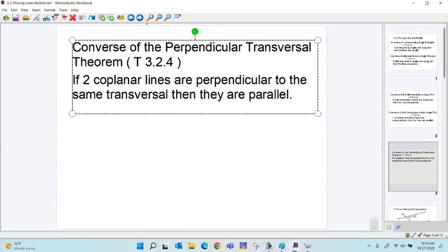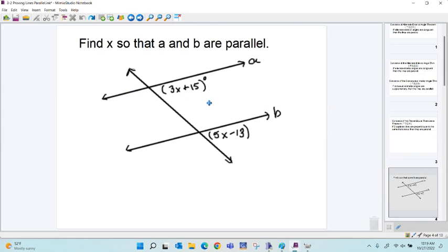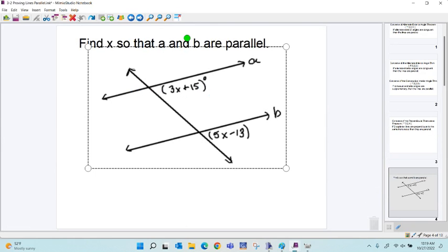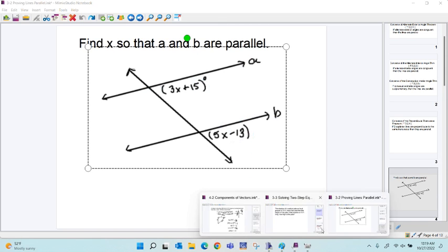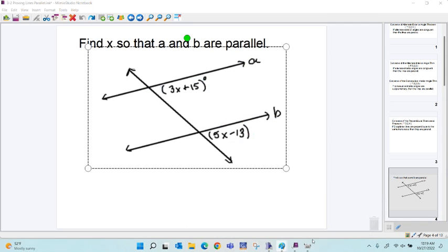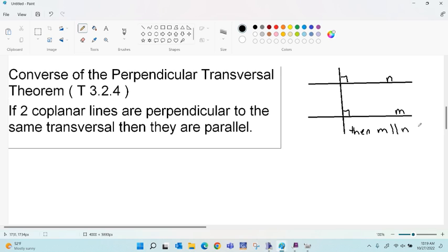All right, so knowing those theorems and applying those two different things, we're going to take a look at this one. Our instruction on this is to find x so that A and B are parallel. Okay, so we need to find what would be in here to make it so that these two would have to be parallel. I'm going to put this right over here so we can work with it. It's down to a nice clean spot.